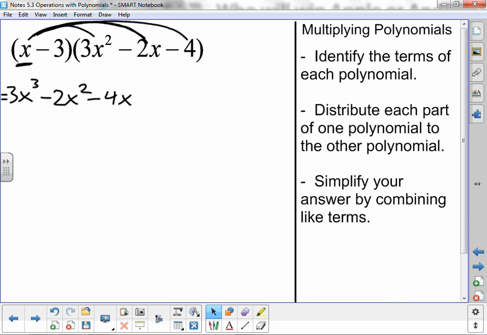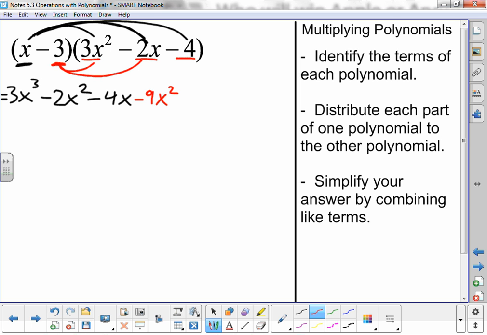Now, since it's a binomial, I also have to distribute this 3. It's actually a negative 3. So first I'm going to multiply these two. Negative 3 times a 3x squared is a negative 9x squared. Then I'm going to take the negative 3 and multiply it to the negative 2x because there's another term there. By the way, there's 3 terms here. That's why we're multiplying 3 times. So 3 times negative 2x, a positive 6x, and then negative 3 times a negative 4 is a positive 12.